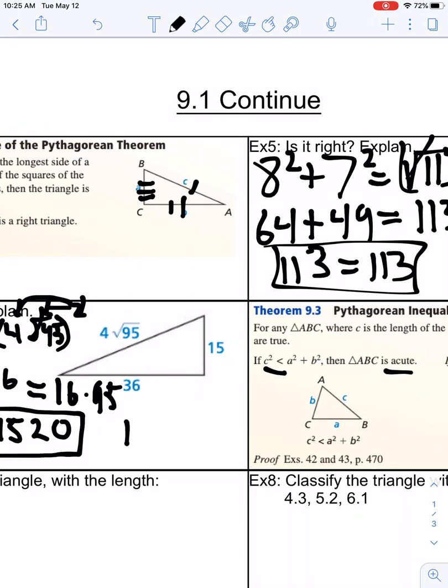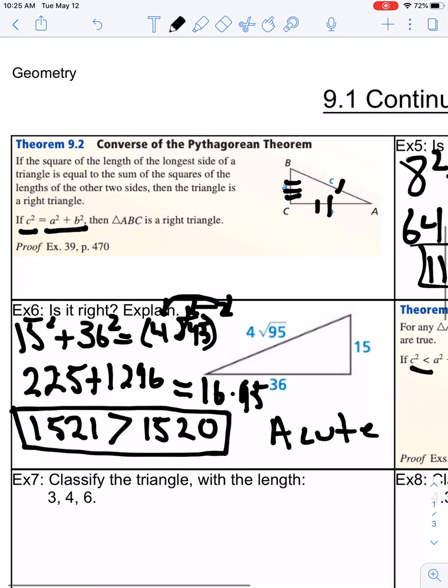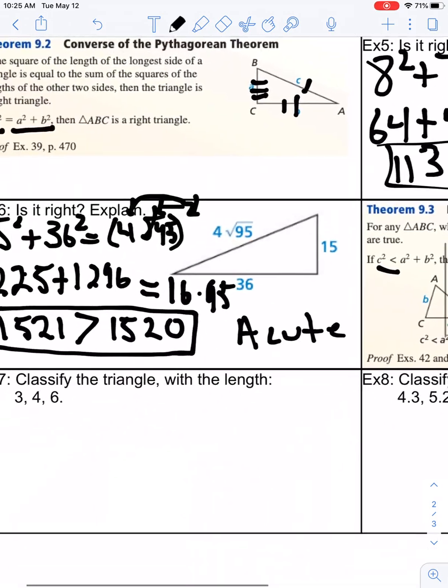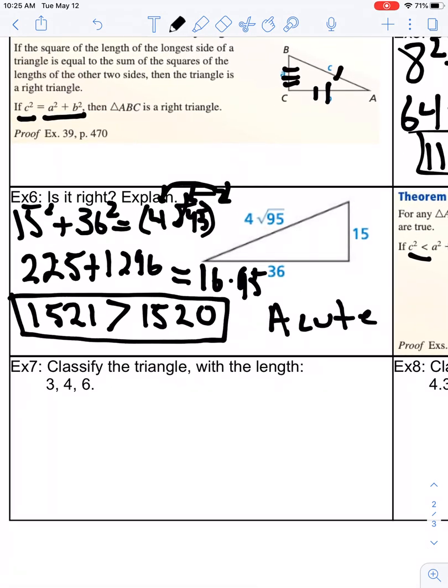And so we're going to say that this is going to be an acute triangle, meaning it is not 90 degrees. It is not 90 degrees. Okay? So that's how we do that. Now we're going to go ahead and try to do example number 7.